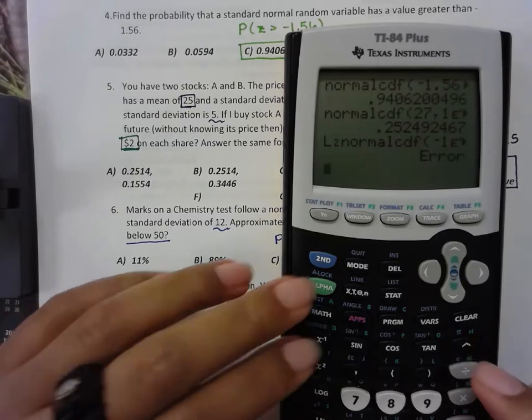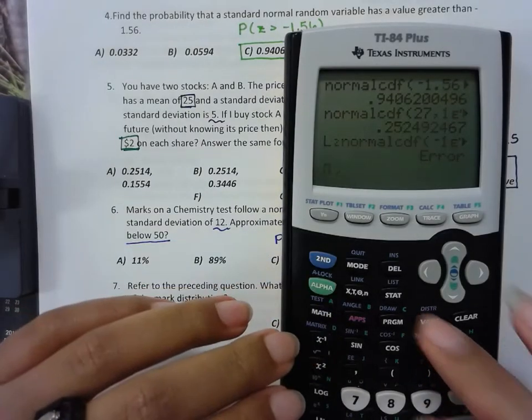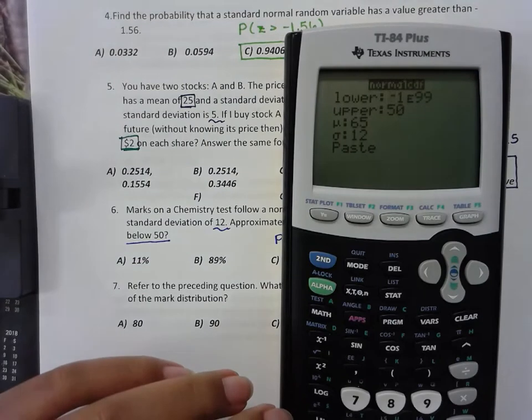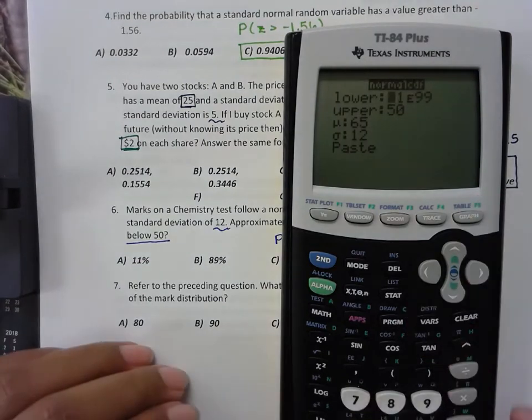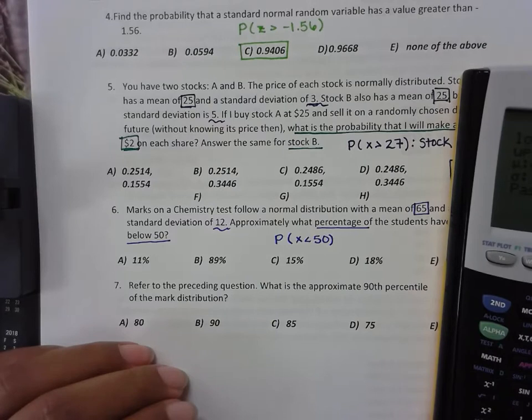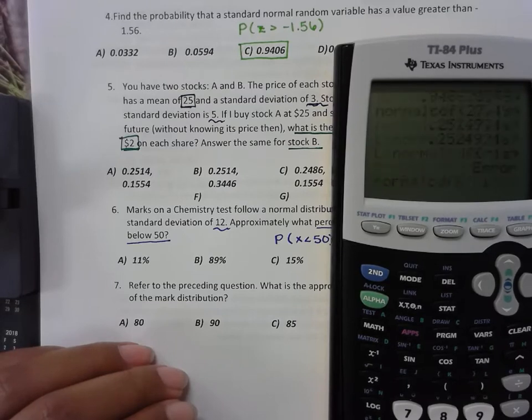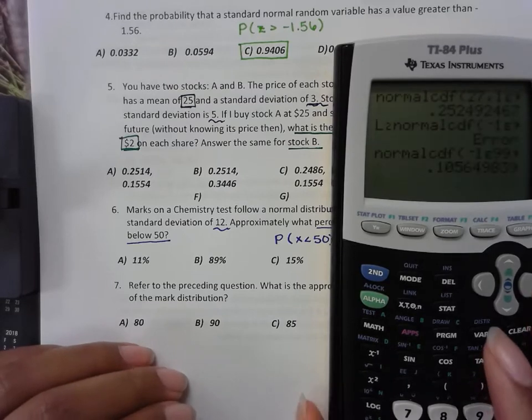I have an error. Go back. What did I do wrong? Negative 1E99. Okay.